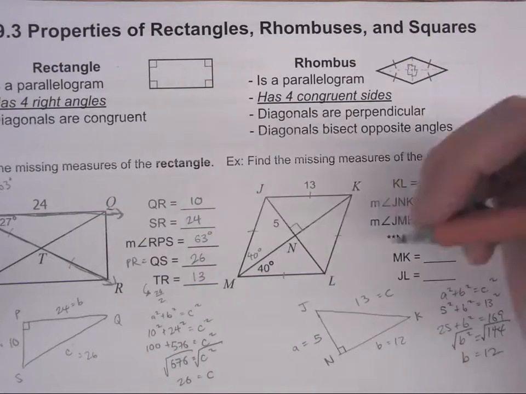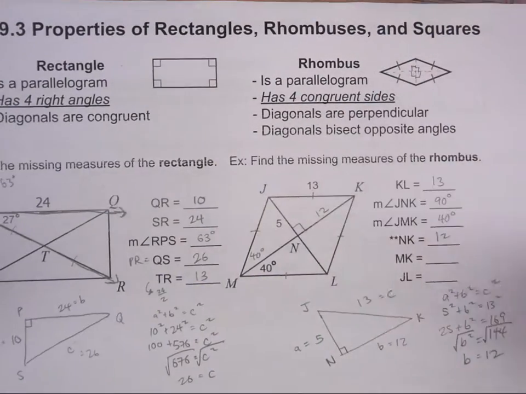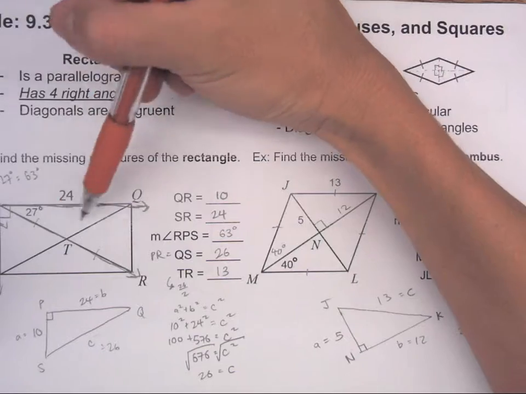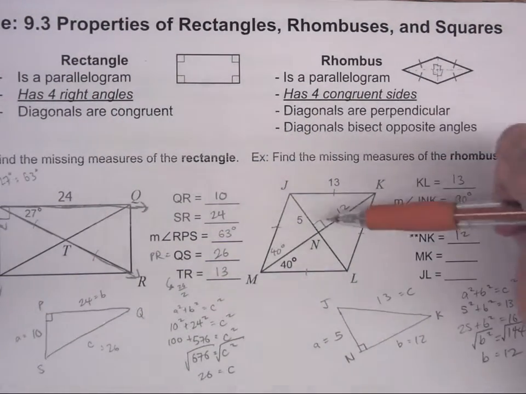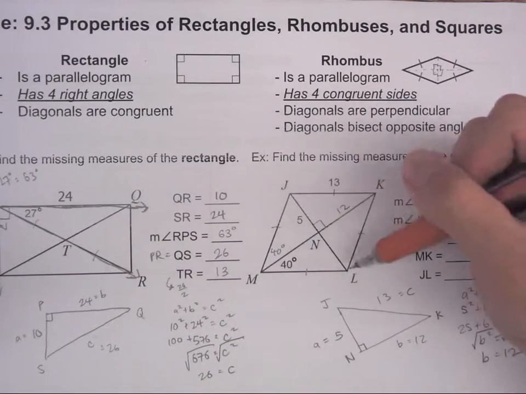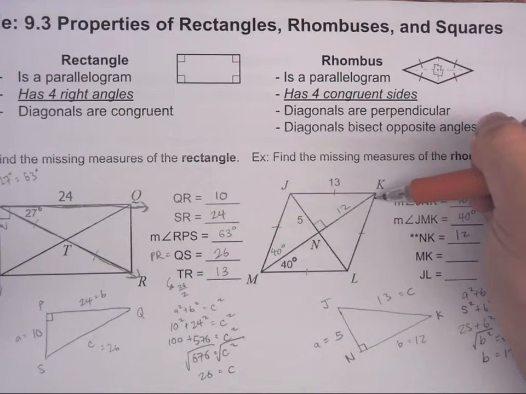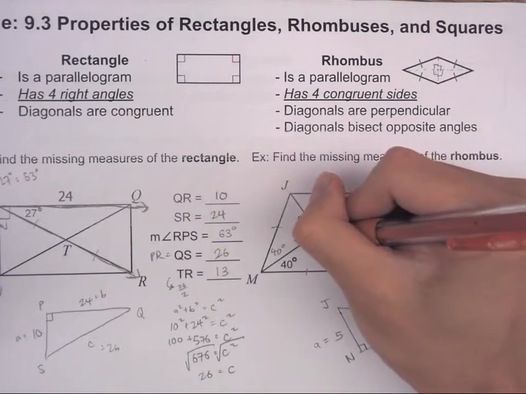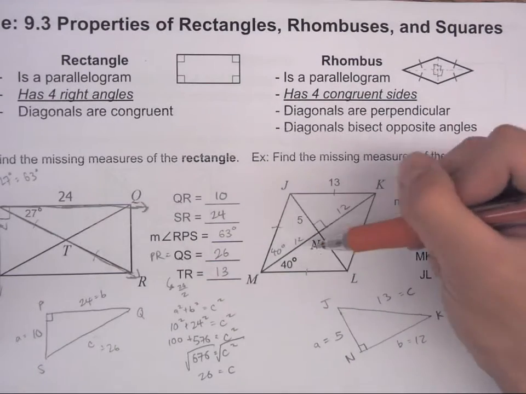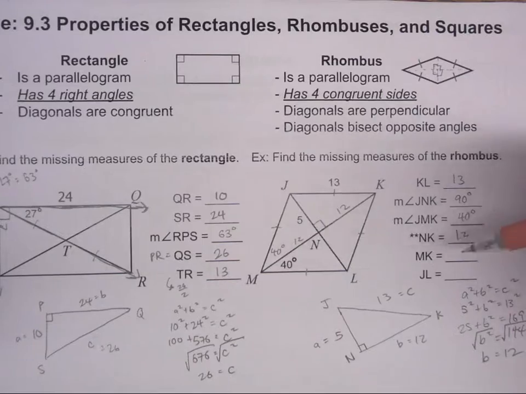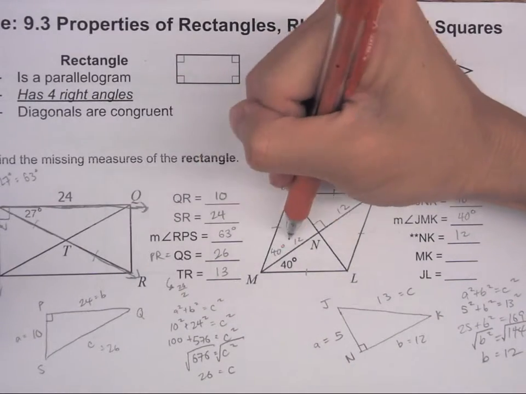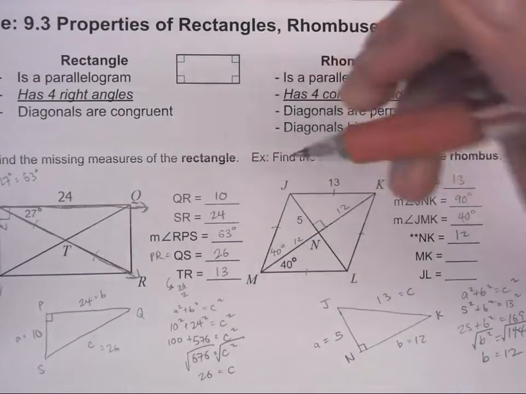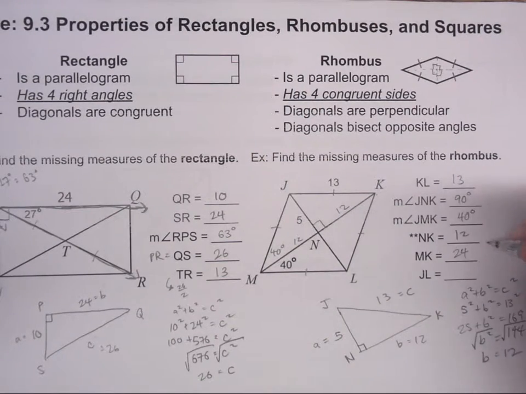Okay, so MK. MK is the interesting one. This goes back to the example we had over here. What we know is that the diagonals are going to be bisected. So if NK is 12, that means MN has to be 12. Since MN is 12 and NK is 12, in order to solve for the whole length from M to K, this is 12 plus 12. So this is 24.